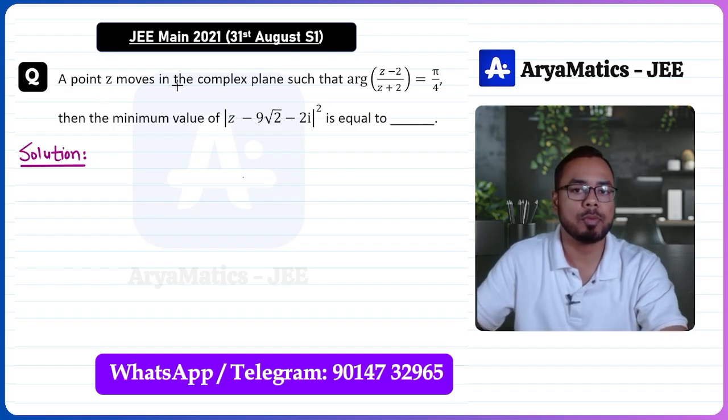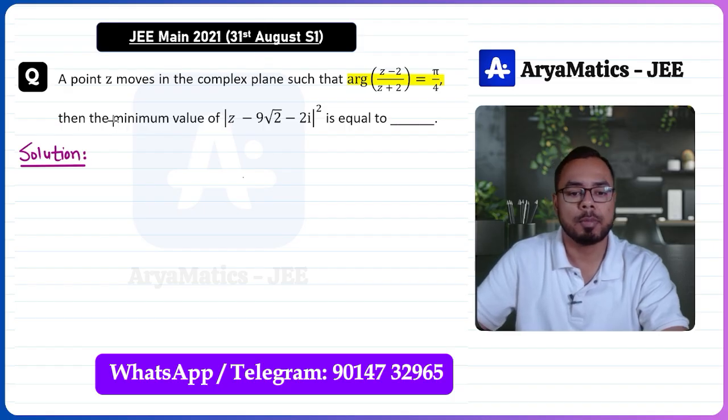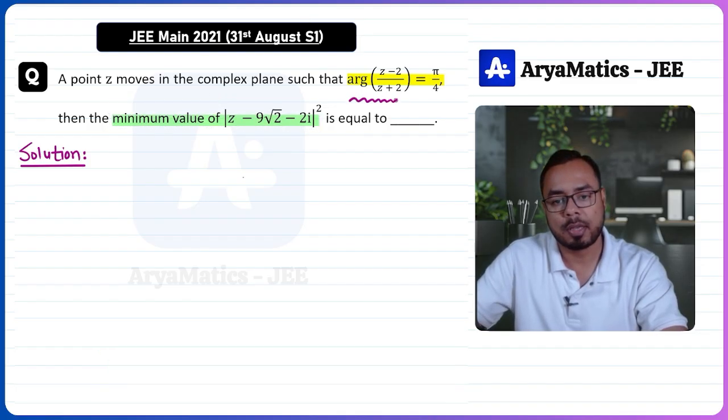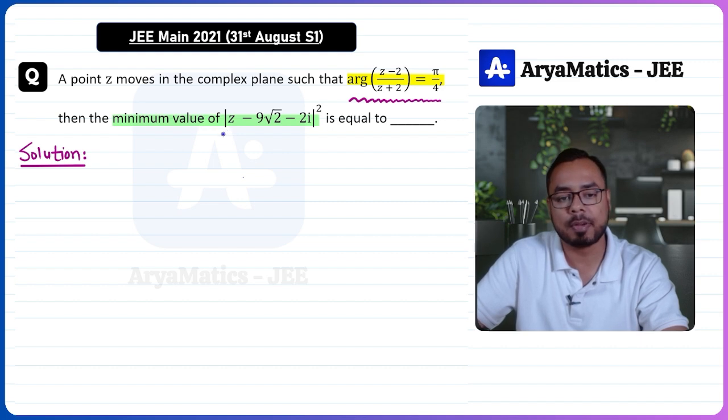A point z moves in complex plane such that argument of (z minus 2) by (z plus 2) is pi by 4. Then we have to find the least value of modulus of z minus (9 root 2 minus 2 iota). Now in this problem, first we have to identify this locus, because z is a point satisfying this condition, and then we have to figure out what will be the minimum value of this modulus.